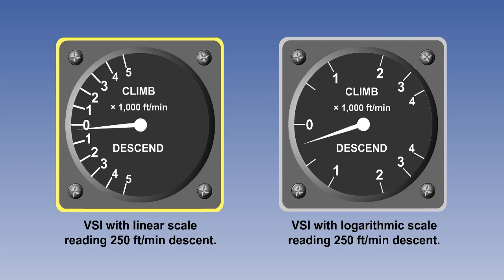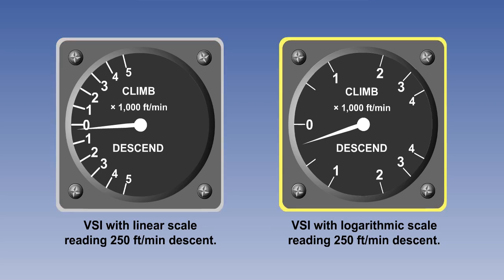In this particular example, the display is graduated in equal increments of 1,000 feet, up to a maximum rate of climb or descent of 5,000 feet per minute. In the example, the VSI is showing a rate of descent of 250 feet per minute.